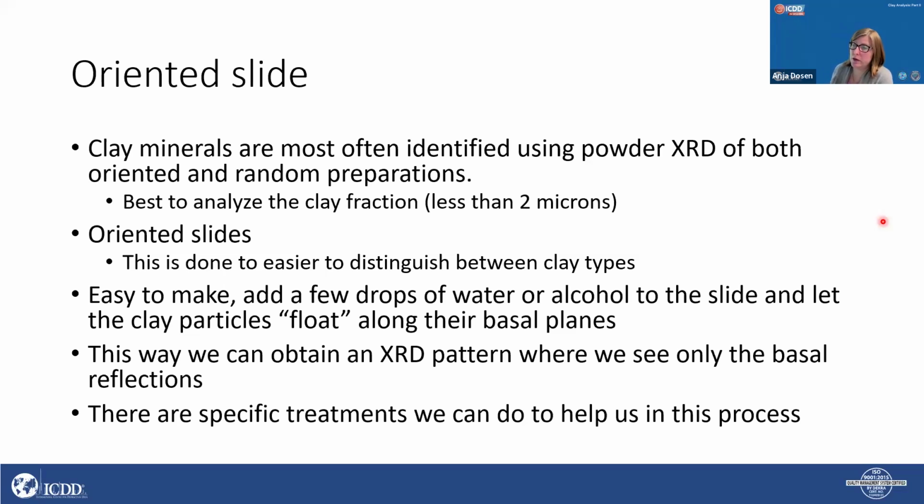I say here that oriented slides are easy to make, but last time we talked about the sample prep, and that is not an easy task. It is fairly time consuming. But once you're done with all that, it is easy to create an oriented slide. If you were doing particle size separation, you would take some of the suspension of less than 2 micron particles and just drop it on your slide and let the clay particles float and orient themselves along the basal plane as they dry. That way we can observe only the basal reflections from these clay minerals.